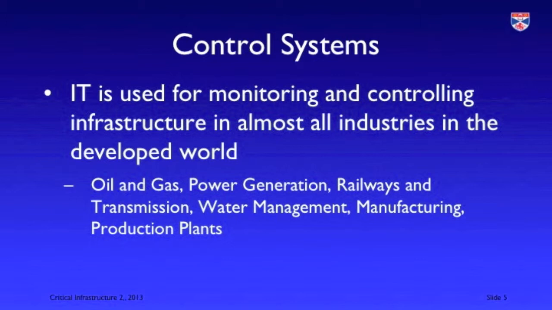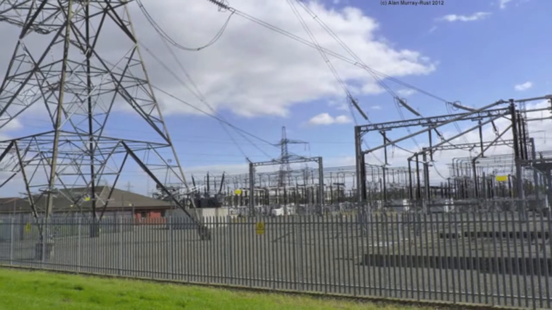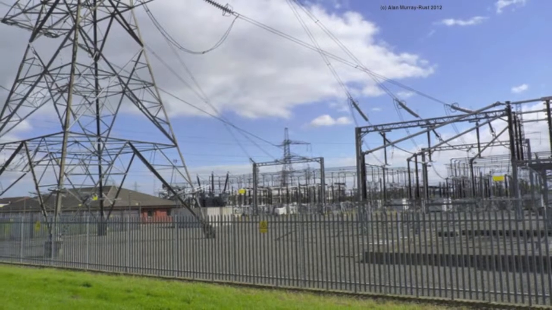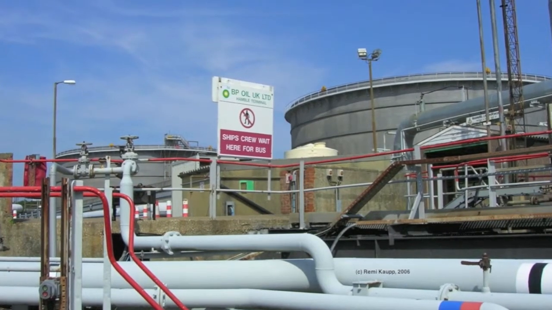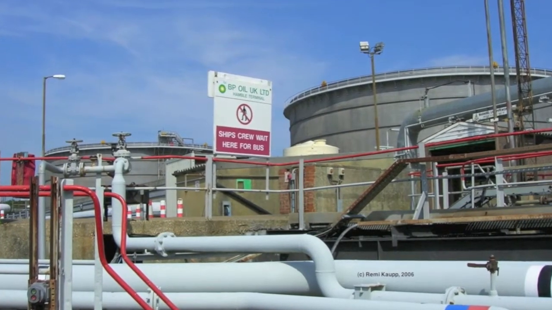I'm mostly going to be talking today about the control of the physical infrastructure. It's now the case that all aspects of our physical infrastructure have associated computer-based control systems. And these computer-based control systems are used to monitor the state of that infrastructure, display information about that state, and to change the state of that infrastructure by issuing commands to individual infrastructure elements.